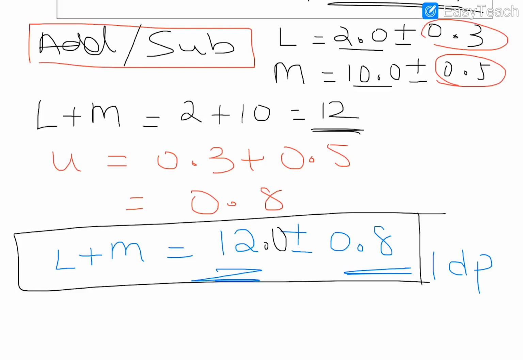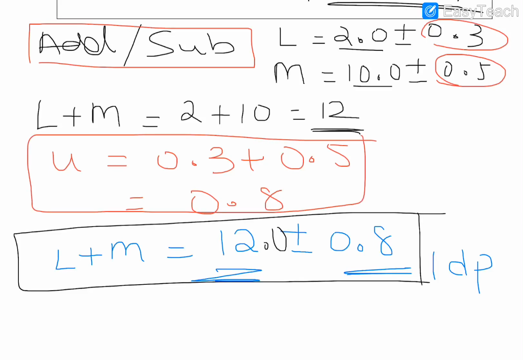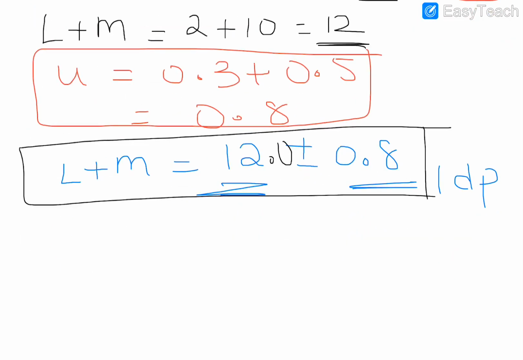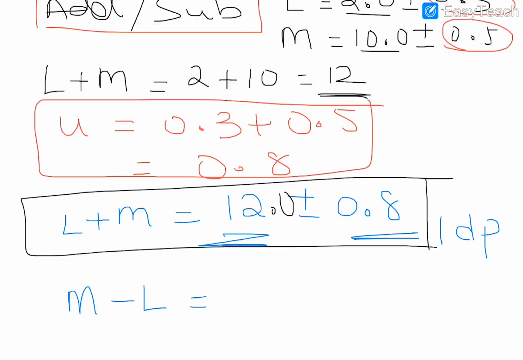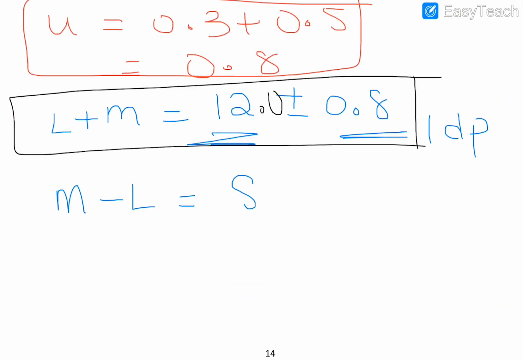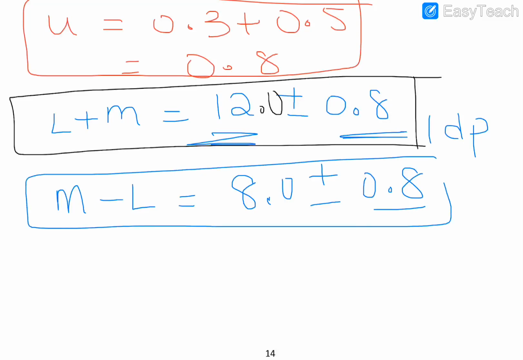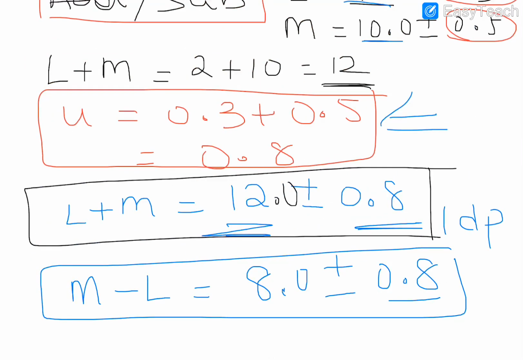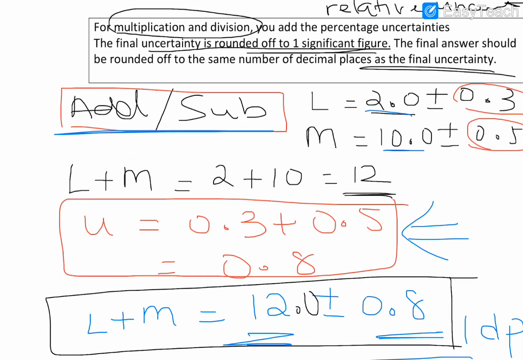Even if it is subtraction, I would still do the same thing. So I would still have the same uncertainty. Let's say the calculation asked me to find M minus L. So M minus L, 10 minus 2, that would give me 8. That would still give me 8 plus minus 0.8. 1 dp, so 1 dp here. Okay, so uncertainties, you always add them up, whether it is addition or subtraction.